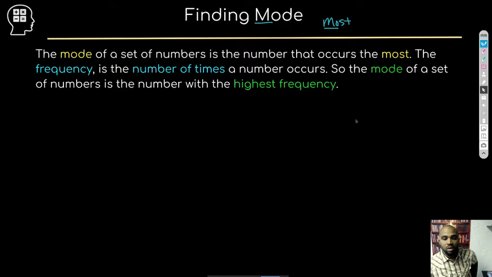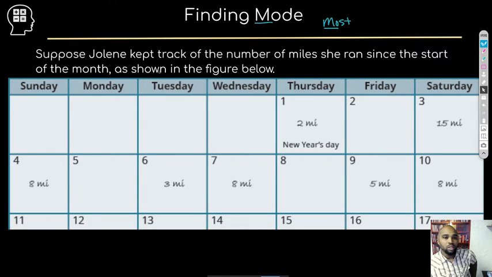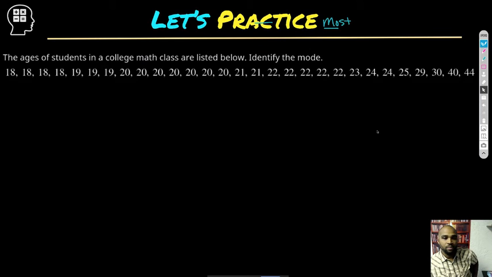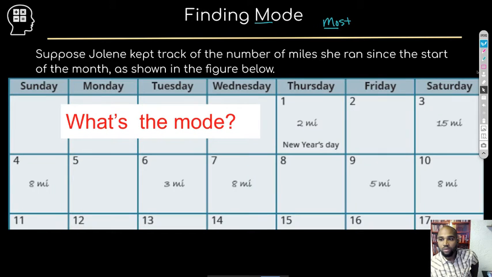So let's look at some examples. Suppose Jolene kept track of the number of miles she ran since start of the month. Here is her number of miles she ran. So on Thursday she ran 2 miles, Saturday 15 miles, Sunday 8 miles, Tuesday 3 miles, and so on and so forth. So we're going to want to ask, what's the mode? Which number comes up most often? So we're doing 2 miles on Thursday, 15 miles, 8 miles, 3 miles, 8 miles, 5 miles, and 8 miles.